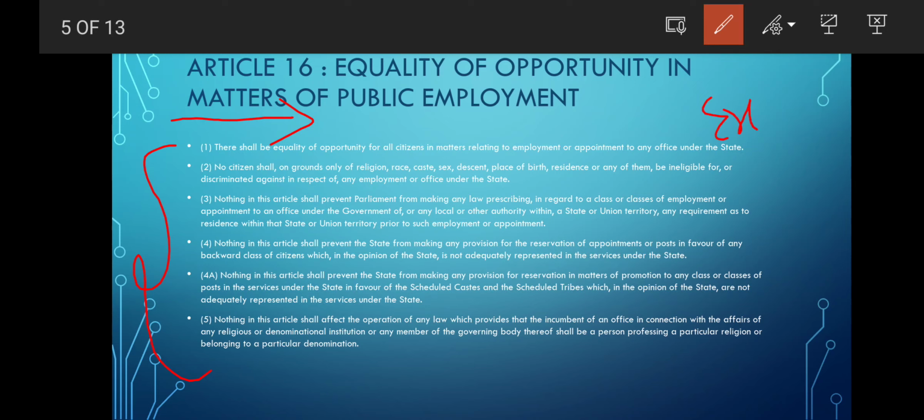There are provisions for reservation in appointments to posts for backward classes, like we have reservation for SC and ST, and also for OBC we have certain provisions. So these are exceptions, and they do not affect this article. Also, an office of a religious or denominational institution may be reserved for a person belonging to that particular religion or denomination. There are certain schools which promote religious belief, so there are also exceptions for this.